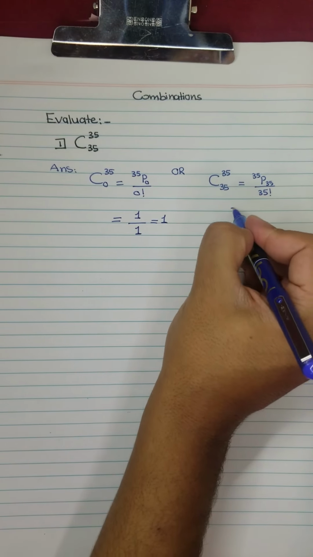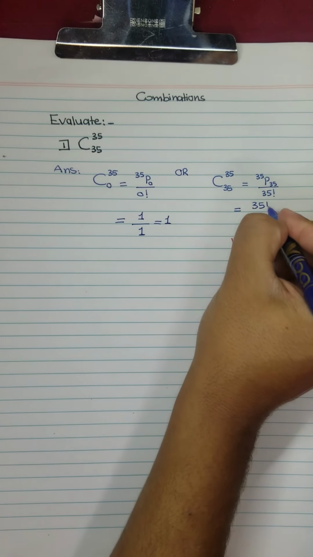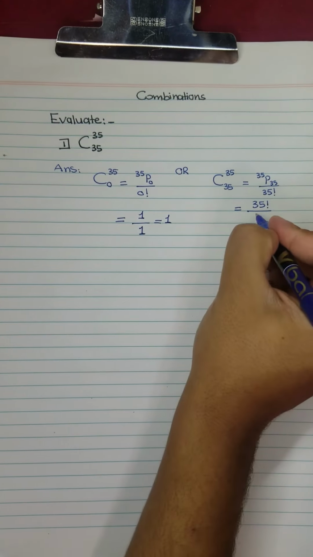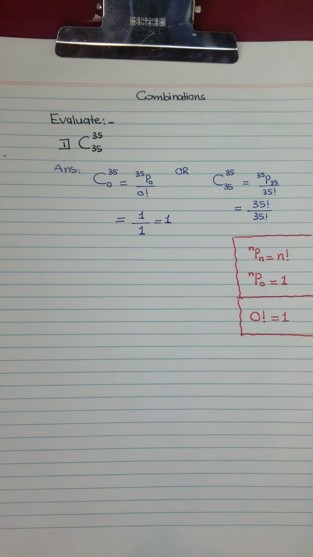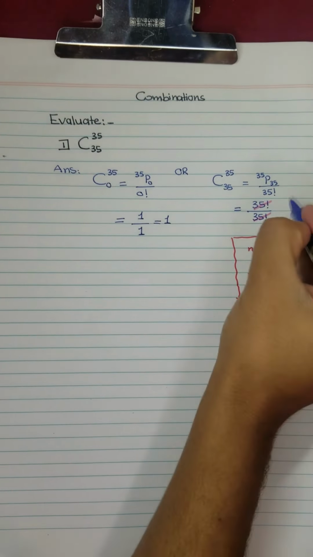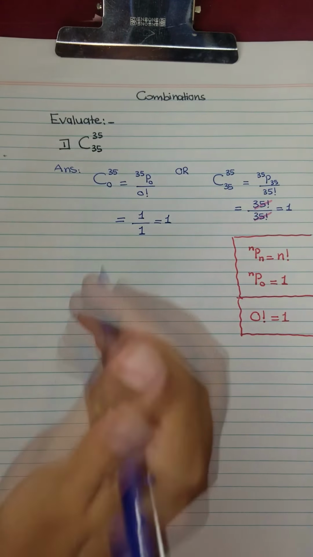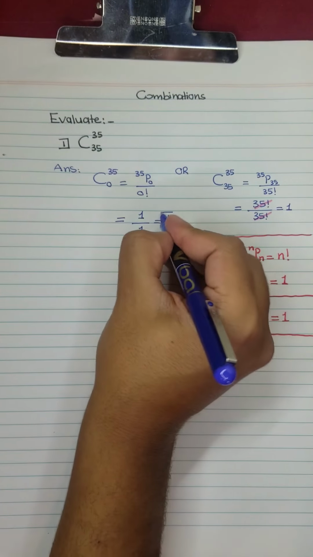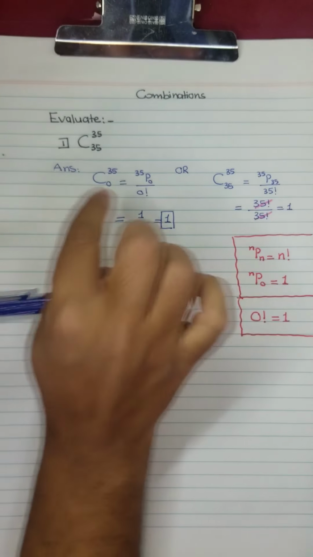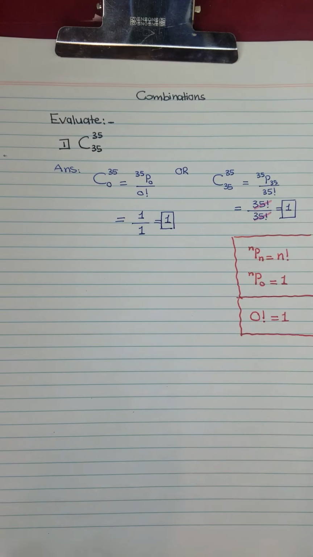If we use the other way here, n permutation n is actually n factorial, so we will get 35 factorial divided by 35 factorial. And now if we cancel these two together, because it's exactly the same factorial, we will get also 1. So the answer, whether using this method or that method, whether by reducing the value of r or keeping the value of r as it is, will be 1. And this draws us to an important property.